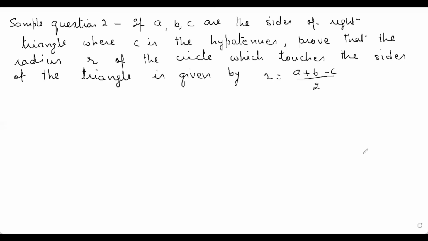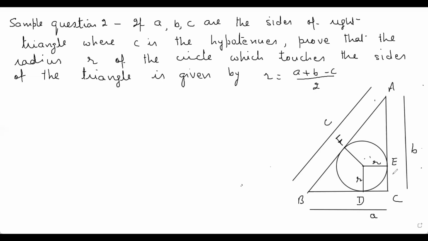Sample question number 2. Now the question is, if A, B, C are the sides of the right triangle where C is the hypotenuse, prove that the radius R of the circle which touches the sides of the triangle is given by R is equal to A plus B minus C upon 2. I'm going to draw a figure here. Now this is the figure. I'm going to read the statement again.